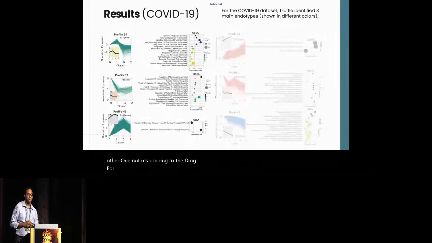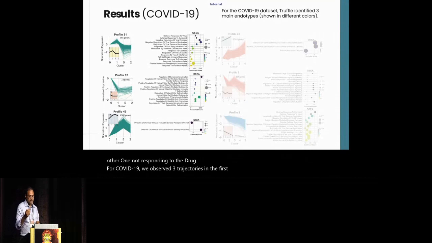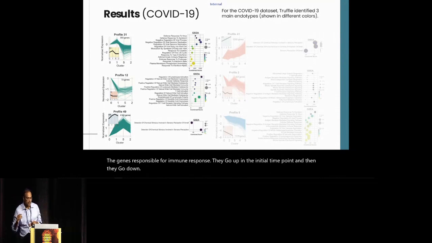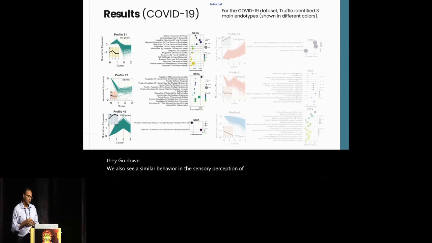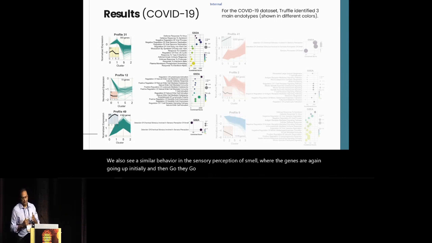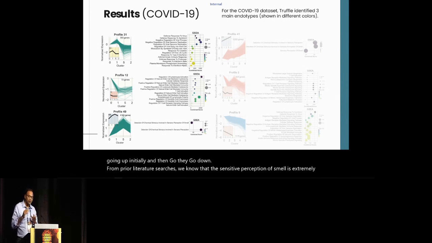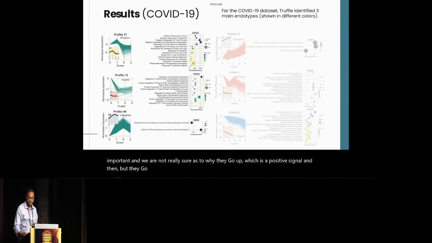For COVID-19, we observed 3 trajectories. In the first one, the genes responsible for immune response go up in the initial time point and then they go down. We also see a similar behavior in the sensory perception of smell, where the genes are, again, going up initially and then they go down. From prior literature searches, we know that the sensory perception of smell is extremely important, and we are not really sure as to why they go up, which is a positive signal, but then they go down.